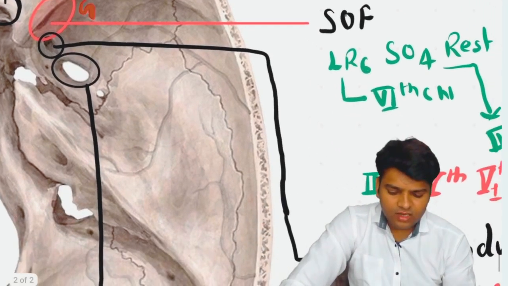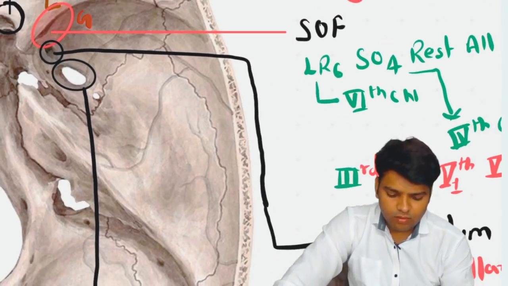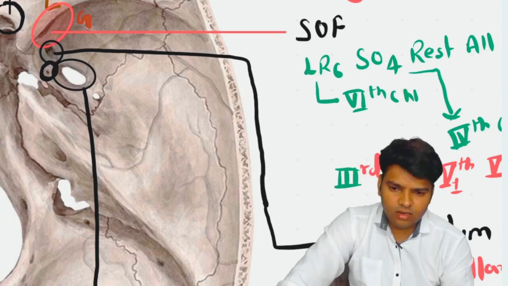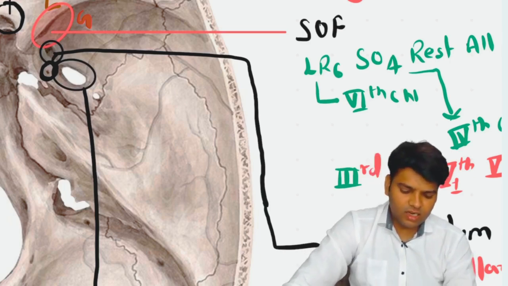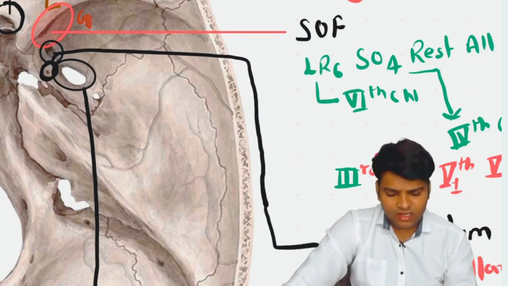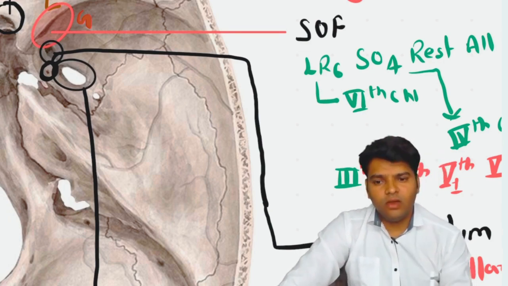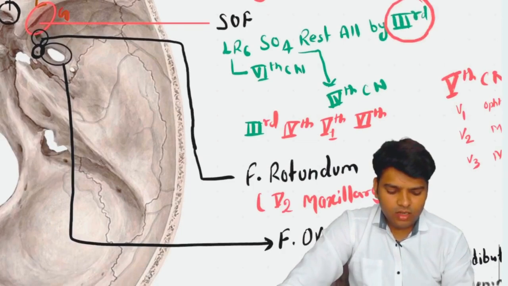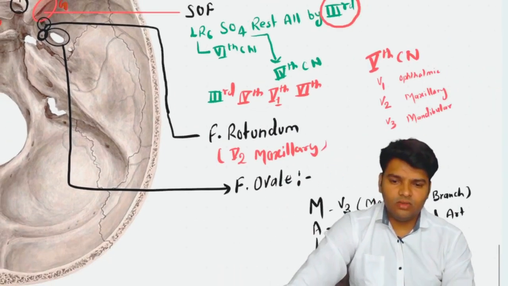Okay, and after the maxillary nerve passing through the foramen rotundum, we have got a new opening, which is called foramen ovale, and you can see the main structures passing through the foramen ovale.